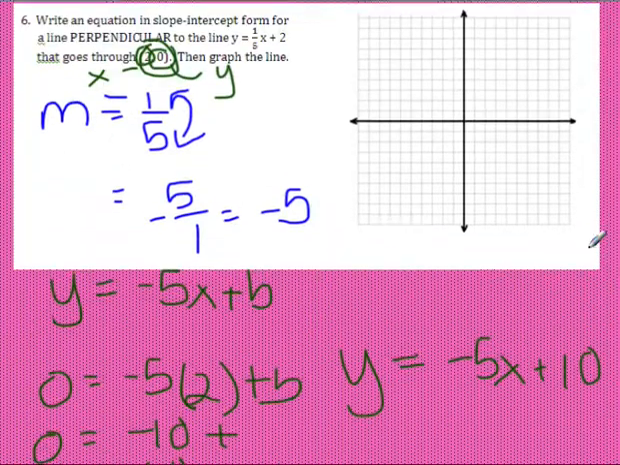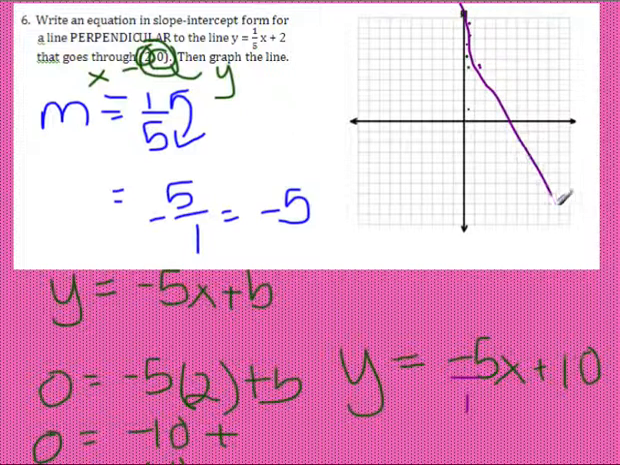So when we graph that, the first thing we want to do is find 10 on our y-axis. We're going to go up 1, 2, 3, 4, 5, 6, 7, 8, 9, 10. So 10 is up here. And then my slope is negative 5, or negative 5 over 1. So that's the same as down 5, right 1. So we're down 1, 2, 3, 4, 5, and right 1. And plot that point. Connect them. Hopefully your line is a lot straighter than mine, and that's your line.